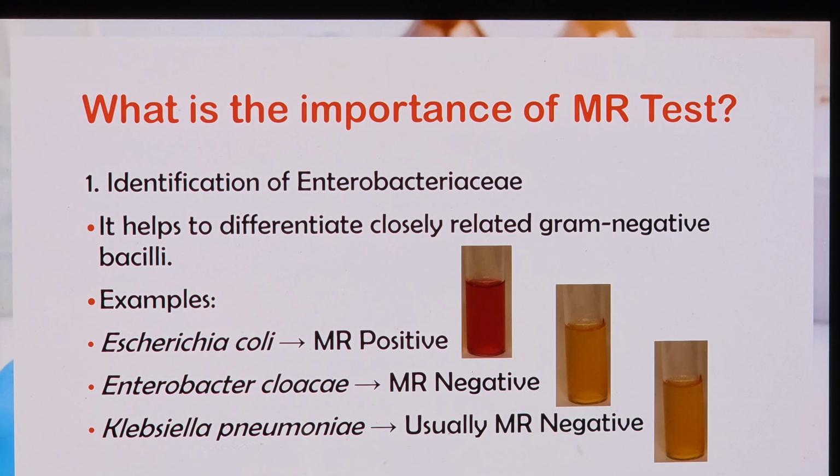What is the importance of MR test? First, identification of Enterobacteriaceae. It helps to distinguish closely related gram-negative bacilli. Examples are Escherichia coli, which is MR positive, Enterobacter cloacae, MR negative, Klebsiella pneumoniae, usually MR negative.